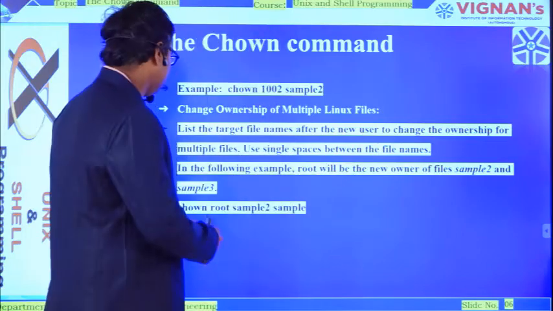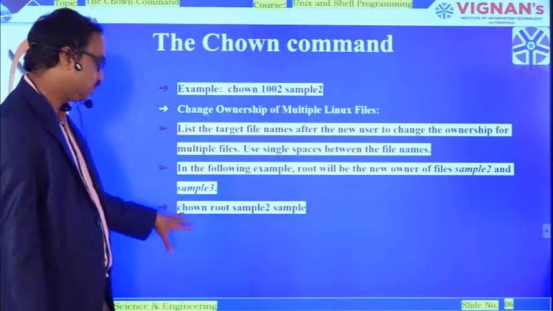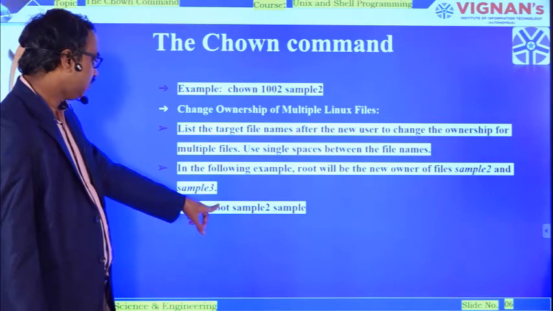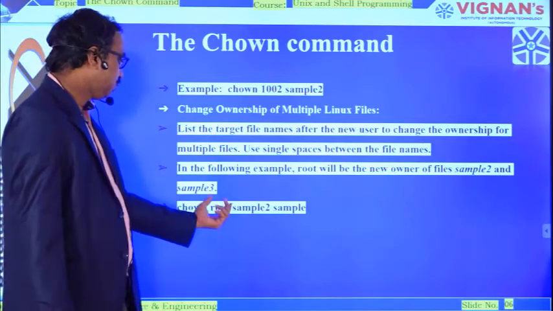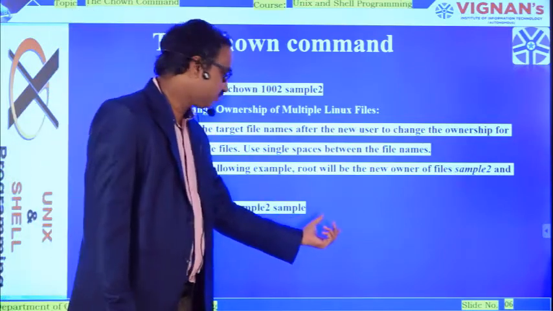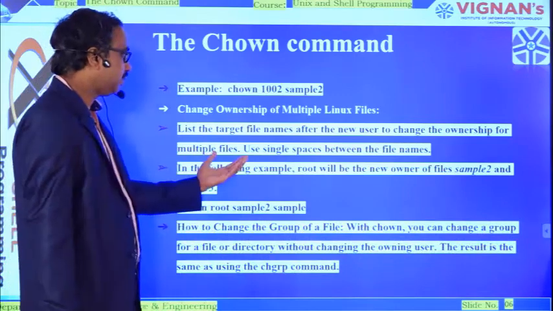Coming to the syntax here: chown, that means change owner, and the owner name is root. The file names will be sample2 and then sample3. So that is about how we can change the owner of multiple Linux files.